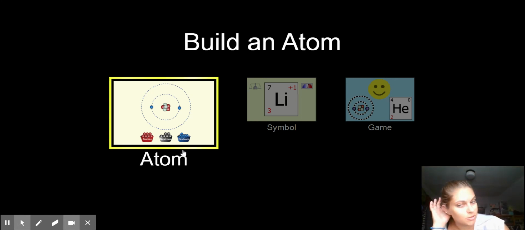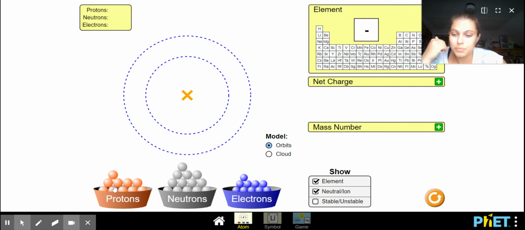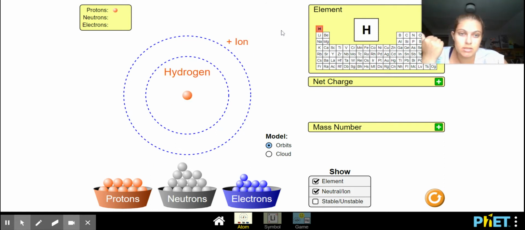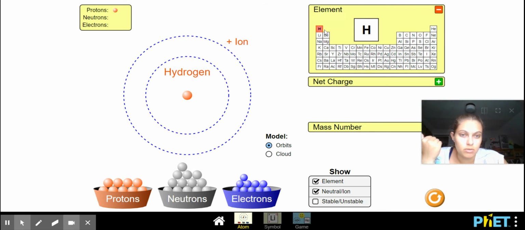All right, so there's this cool resource that I'm going to talk about a little bit. I really like it just because it can kind of show you what the structure of an atom looks like. You have these little boxes, these little bowls that you can add different elements of an atom into. You add on protons, and it kind of shows you where on the periodic table that atom now lies. This is a hydrogen atom.